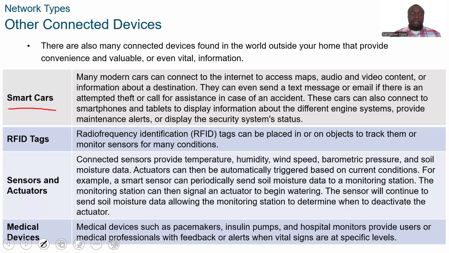Then you have medical devices, such as pacemakers, insulin pumps, and hospital monitors. You know, these days, even these heart rate monitoring devices that they put on your wrist. The technology in advanced countries says that you wear it, and if you have a heart condition or a heart problem, and you are moving across, probably something happens and your heart begins to pump and you are having a heart attack.